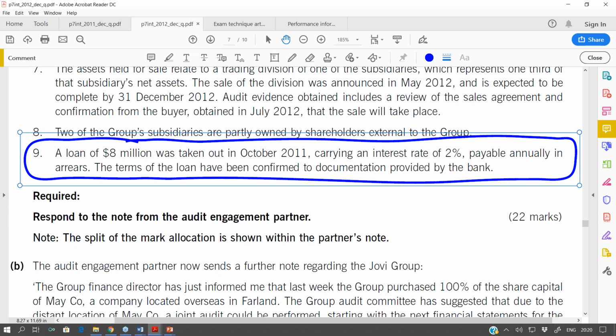A loan of $8 million. Do we have a value? And can we find the materiality? Yes. A loan of $8 million was taken out in October 2011, carrying an interest rate of 2%, payable annually in arrears. So can we calculate the finance cost? October 11, and what's the year end of the company?